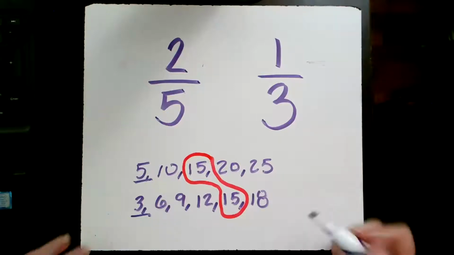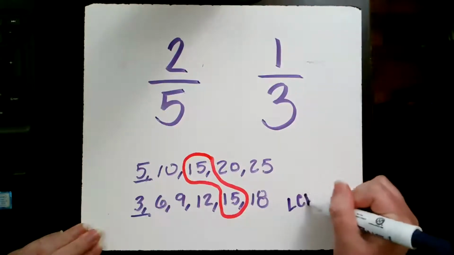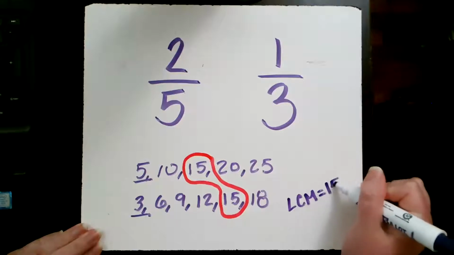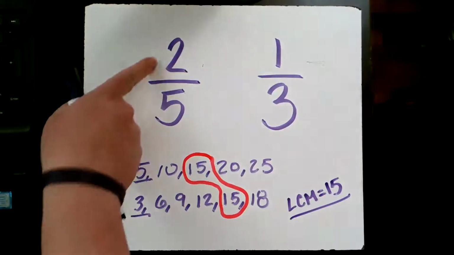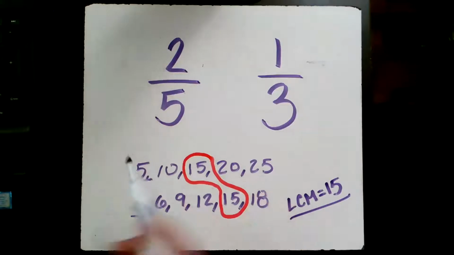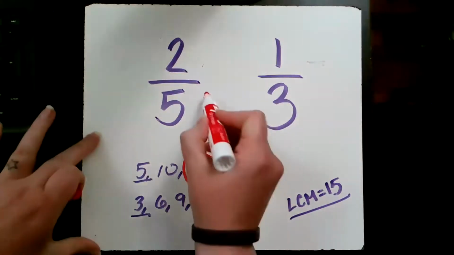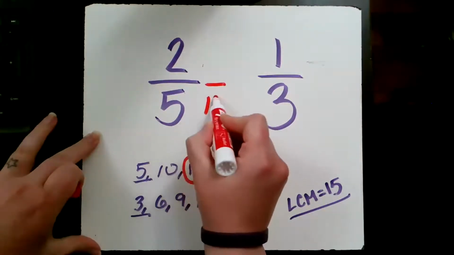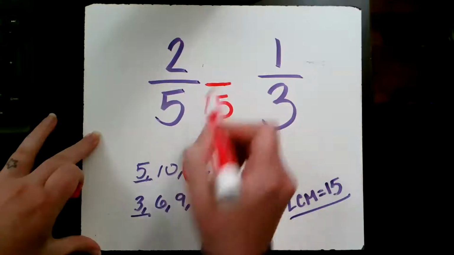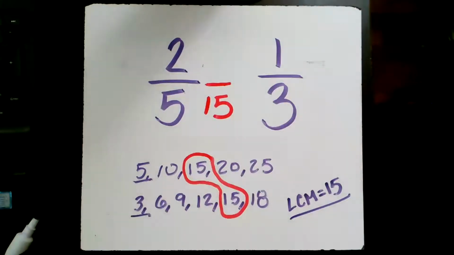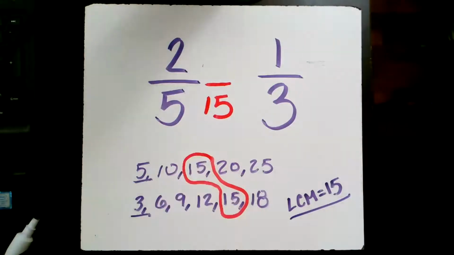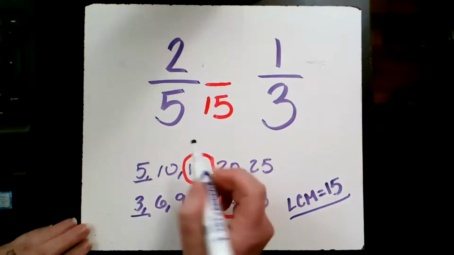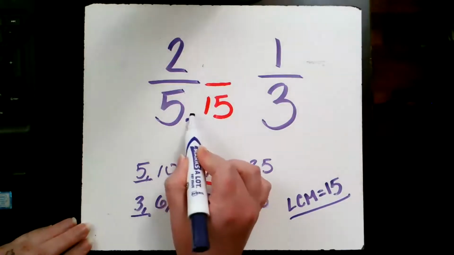15 is our LCM. I'm going to write that over here. LCM equals 15. So that's our goal. So now we need to figure out how we can change 2/5 into a new fraction that has a denominator of 15. What would I need to multiply? 5 times what is going to give us 15? Now, if you said 5 times 3, you are 100% correct.